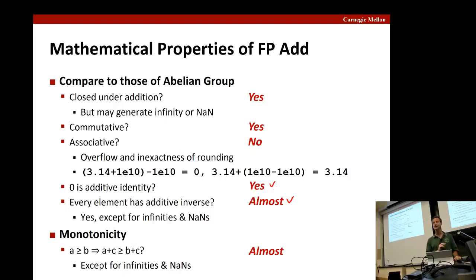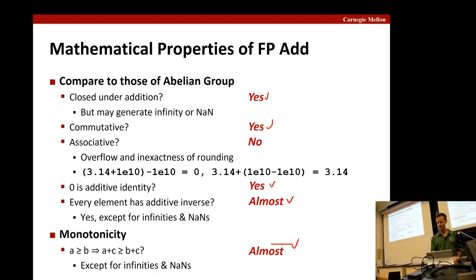Monotonicity says that if A is greater than or equal to B, and we add the same quantity to both sides, is the first side still greater than or equal to the second side? And again, that turns out to be true, except for the special cases of infinities and NaNs. Okay? So you can see that basically 5 of these 6 properties that we'd like to see in any representation of numbers holds just fine. And so that's one of the very nice things about the standard.